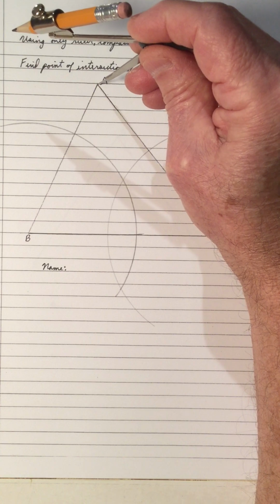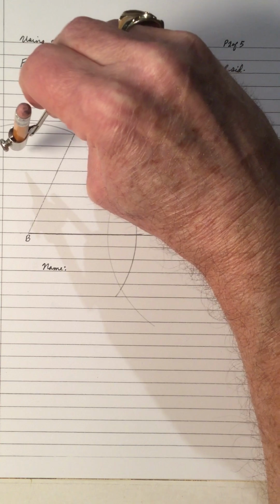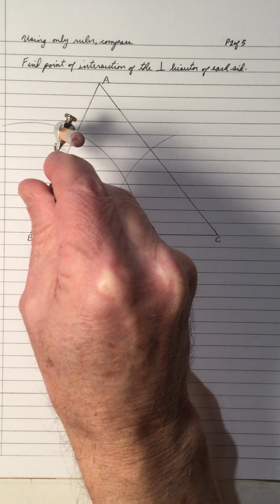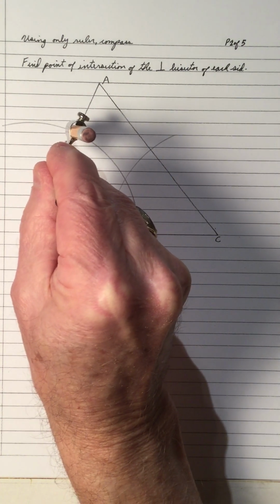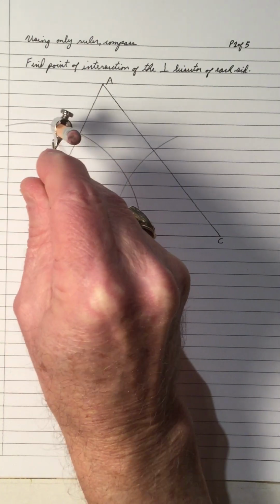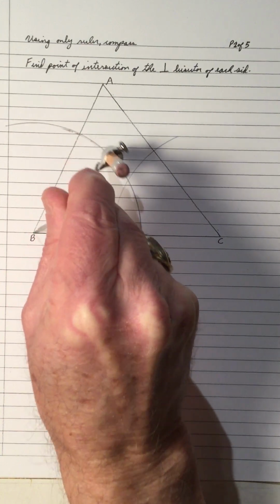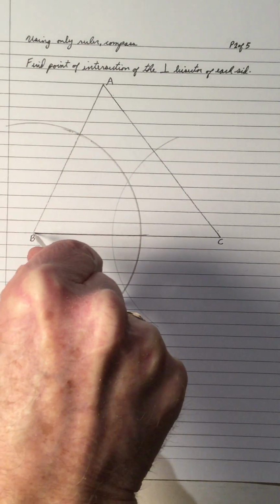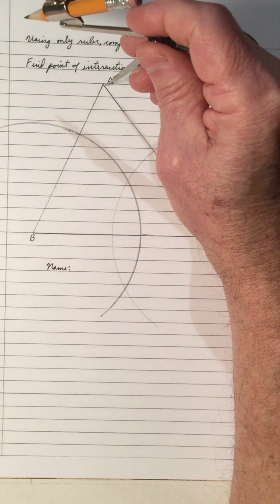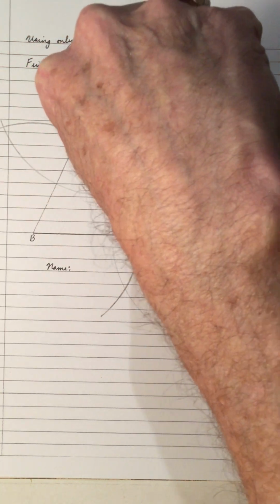I'll use the same arc. It's a convenient arc, but I probably should have taken a different radius. And we'll put it at A and use the same arc. There it is, they're all intersecting.